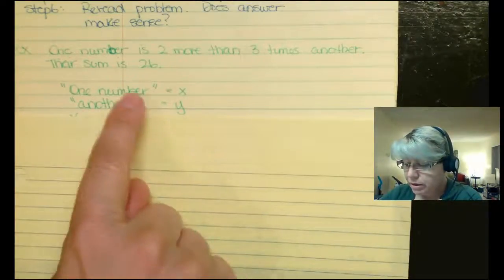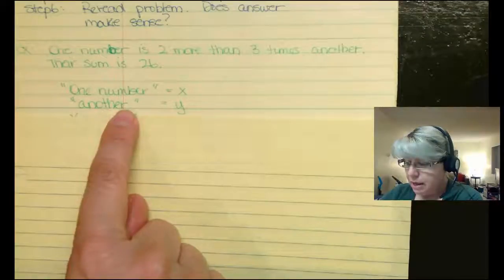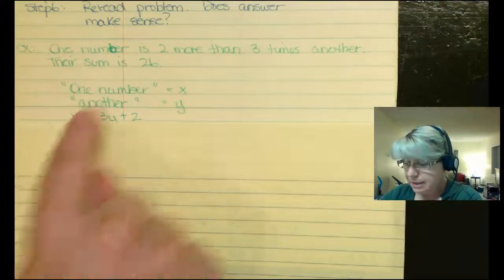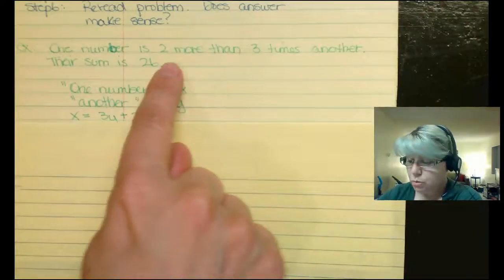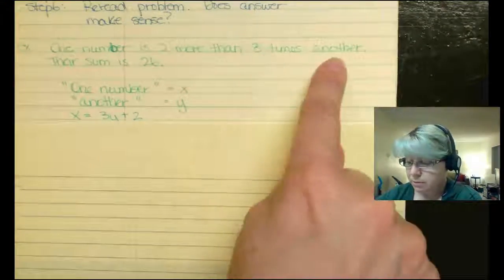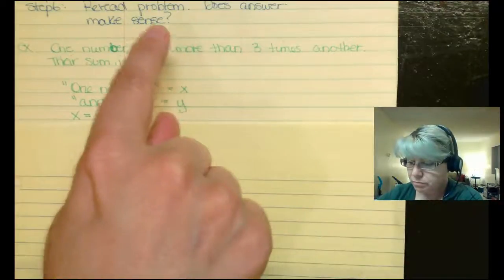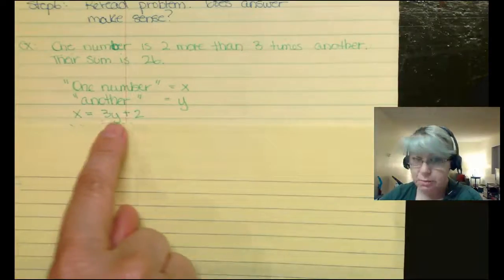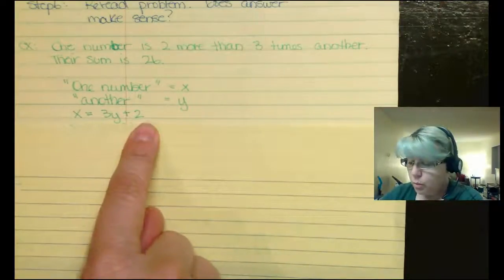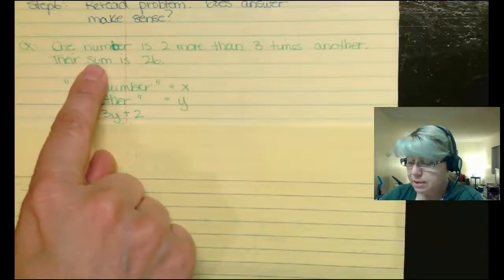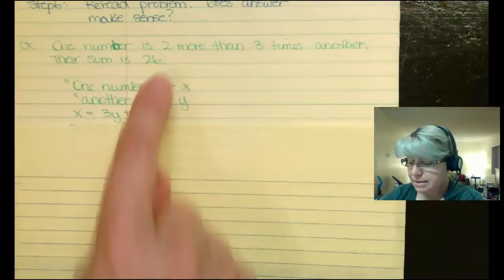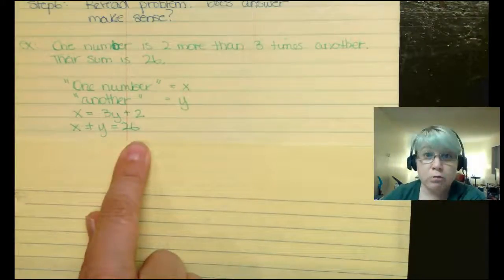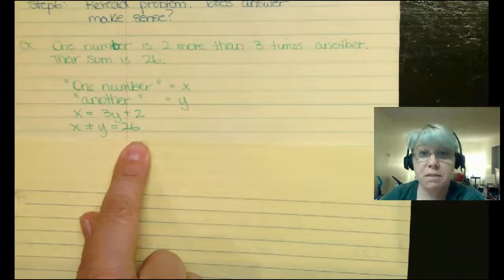And if I have one number and another number, I also know that one number, x, is, that means equal, 2 more than 3 times another. 3 times another is 3y. 2 more than 3y is plus 2. So x will equal 3y plus 2. We also know their sum, meaning x and y, is 26. Therefore, x plus y equals 26. 2 unknowns, 2 equations. This is a system I can solve.